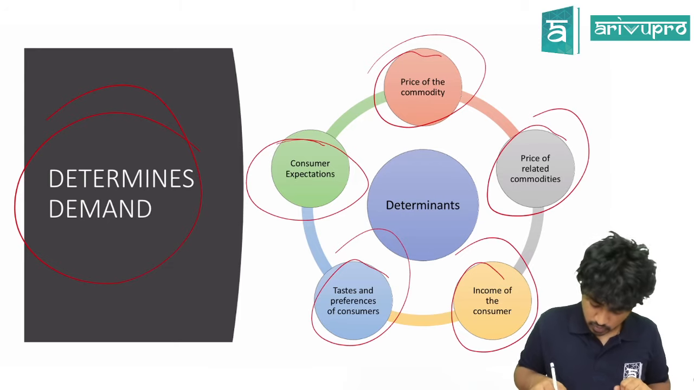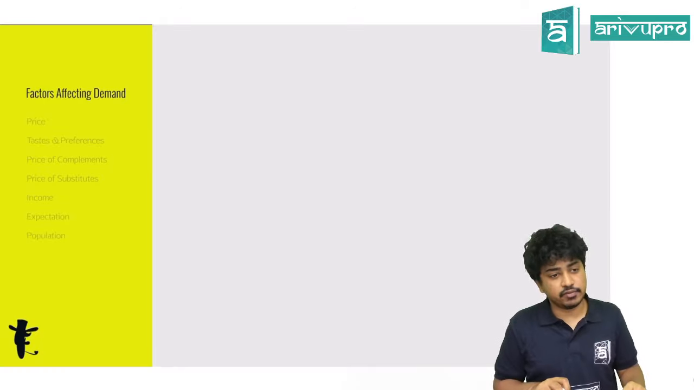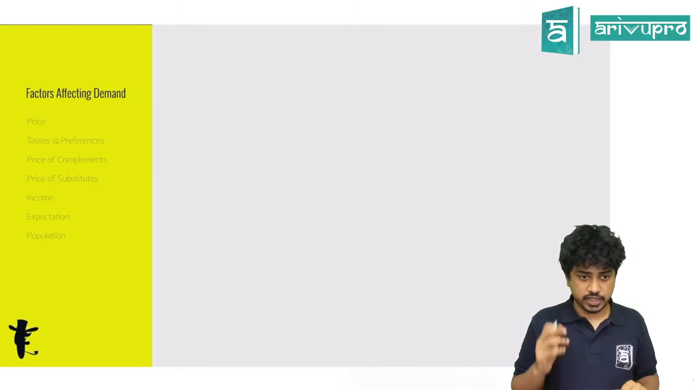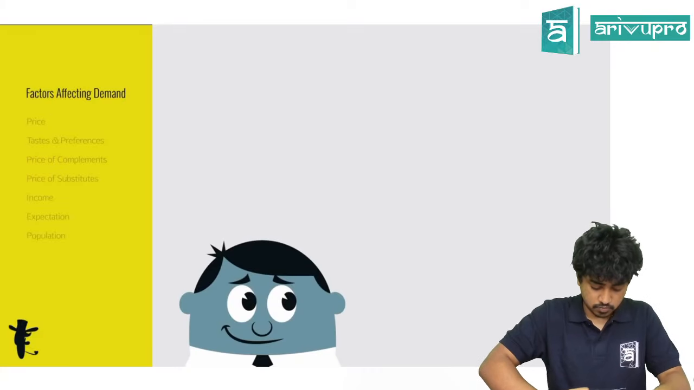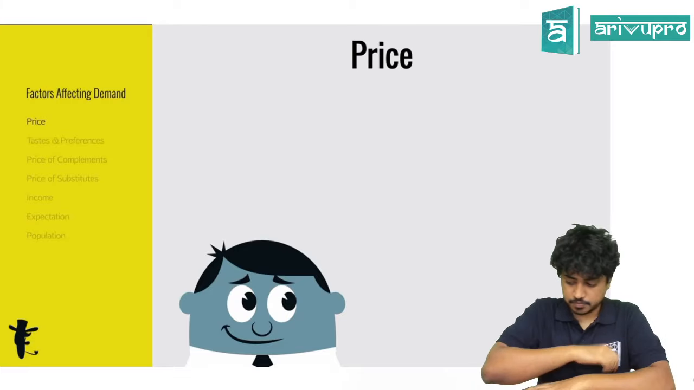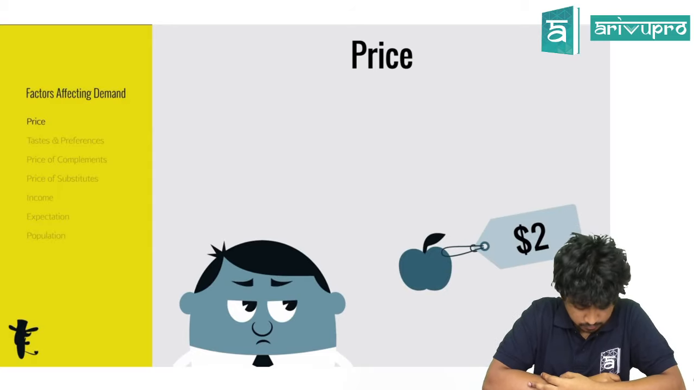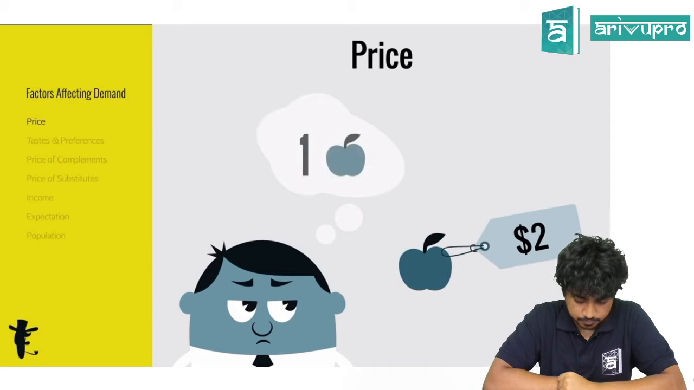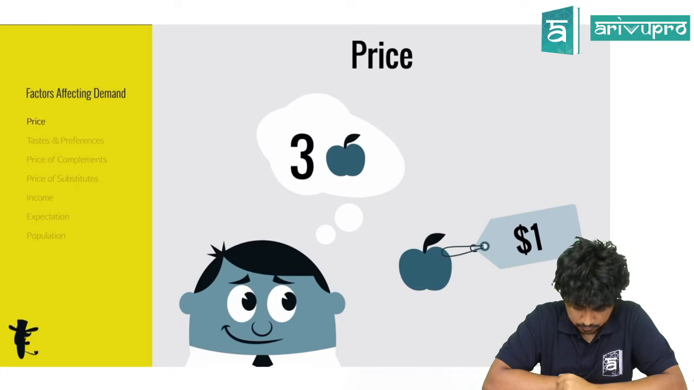Are we clear? So before that, as usual, we will see a video and then we will take a look at that. Let's imagine we are all consumers. What makes us want to buy more apples or fewer apples? Prices. At $2, we'll say, nah, it's too expensive. Let's just get one. But if price drops to $1, we'll say, cool, let's get 3 apples now.